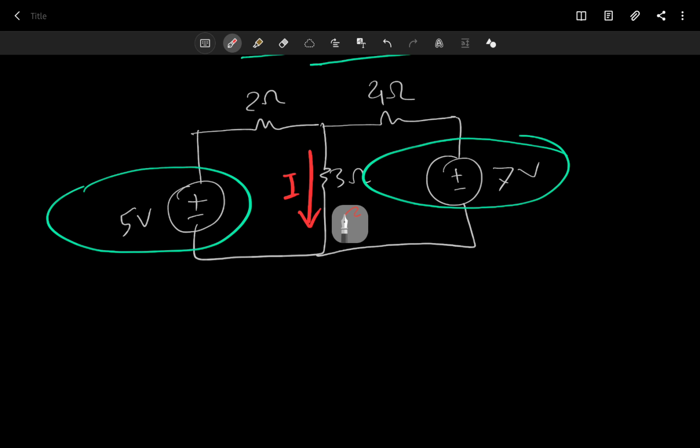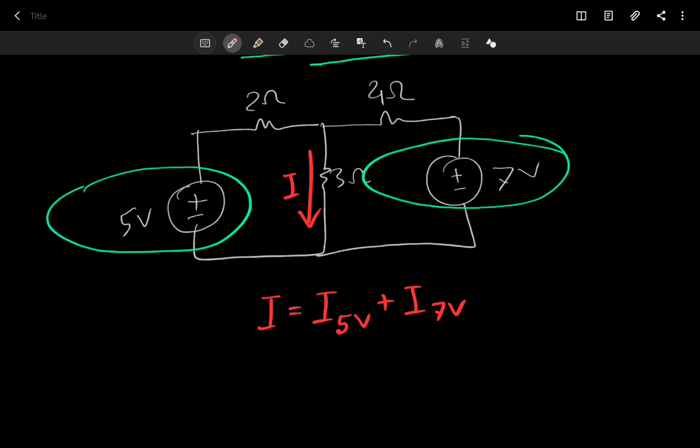So what happens is that if you just separate out the components, you get just the part coming from the 5 volt voltage source and just the part coming from the 7 volt voltage source, and add them up, you will get the total current. Okay, so what I am trying to say is the current I is equal to I 5 volt plus I 7 volt, right? I guess that makes sense. So the total current is the superposition of the two components, so the two sources.